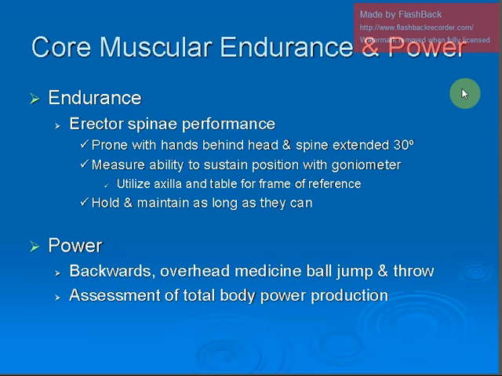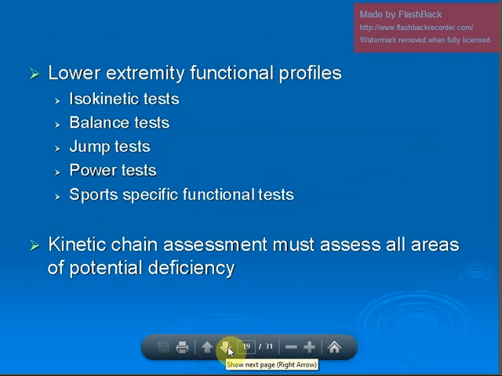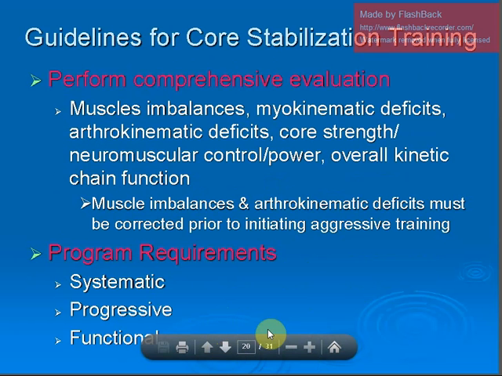Power: backwards overhead medicine ball jump and throw, an assessment of total body power production. So this is for the endurance and this is for the power measurement. For lower extremity functional profiles, you have to go for isokinetic tests, balance tests, jump tests, power tests, and sport-specific functional tests. The kinetic chain assessment must assess all areas of potential deficiency.